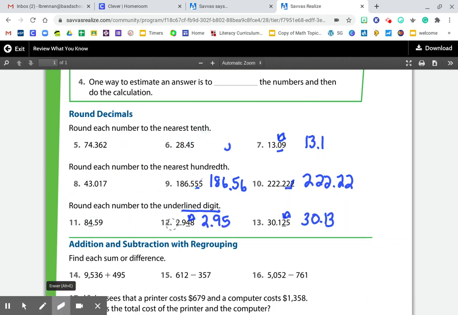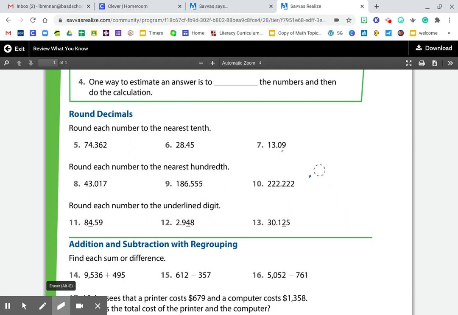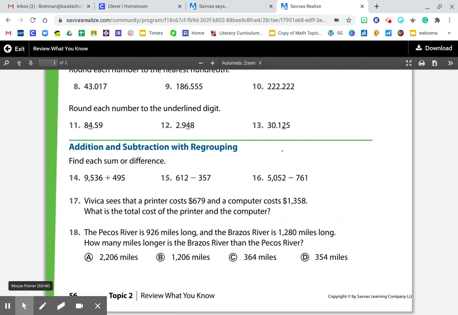Sometimes the review goes back to 4th grade. Sometimes it goes back to the previous lesson. So in that case, it was going back to a lesson we did at the beginning of the year. Addition and subtraction with regrouping. Find each sum or difference. So for these, you're going to just be adding. And remember, when we add whole numbers or any numbers, we line up by place value. And at your age, we're usually going to start with the ones place and add in that direction.